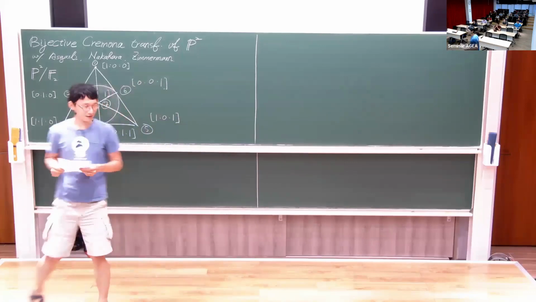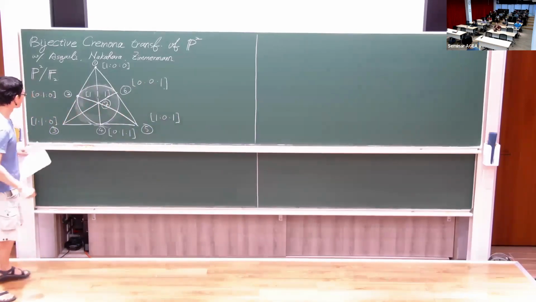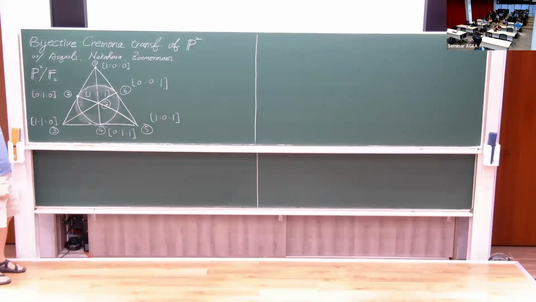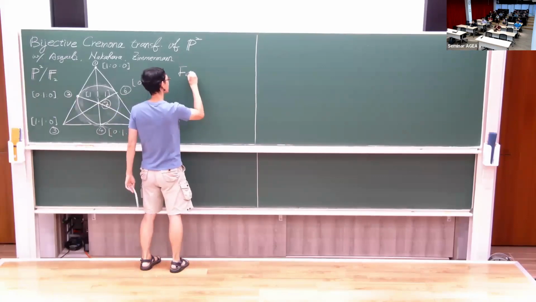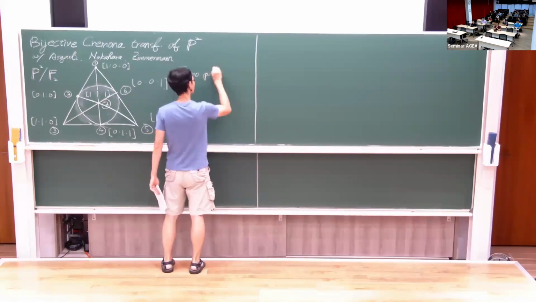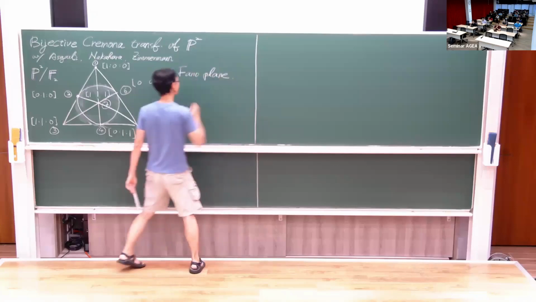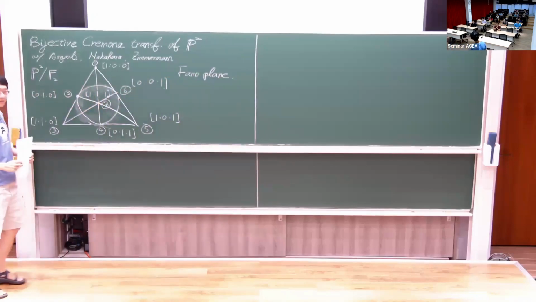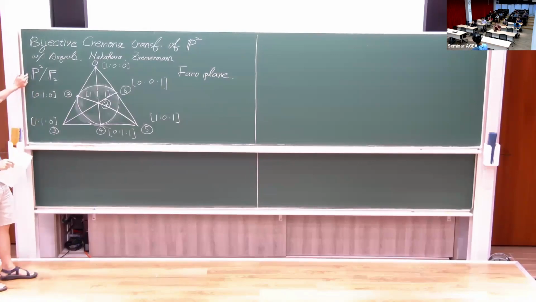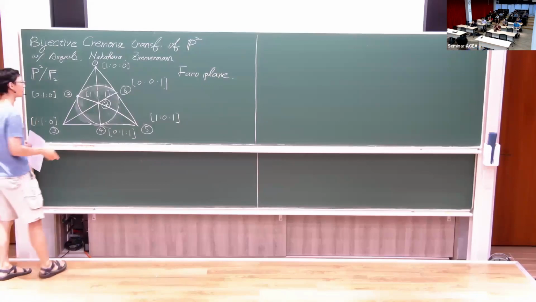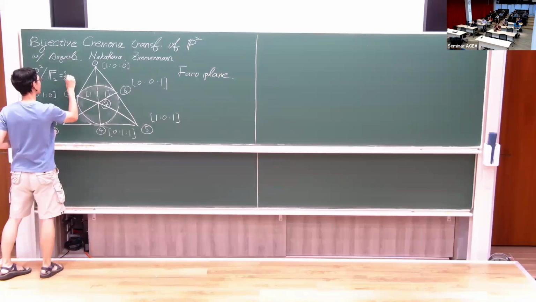Okay, so let's start with something very elementary. If you search on Wikipedia for the Fano plane, then you'll see this picture. The Fano plane, you can think about it as a projective plane defined over F2, where F2 is the field of two elements, which consists of 0 and 1.